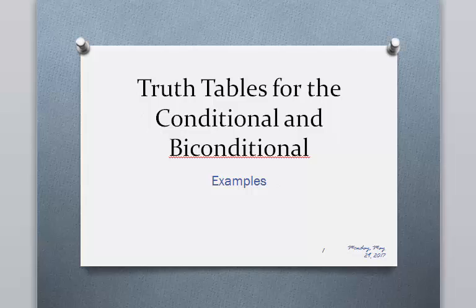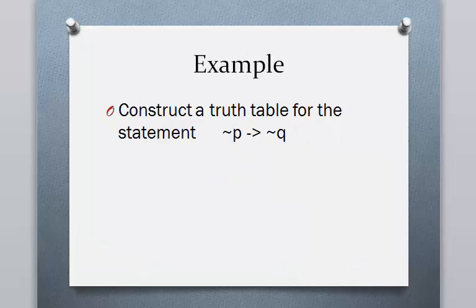We'll now look at an example for a truth table for the conditional and also for the biconditional. Our first example asks us to construct a truth table for the following statement. Our statement says, if not P, then not Q.